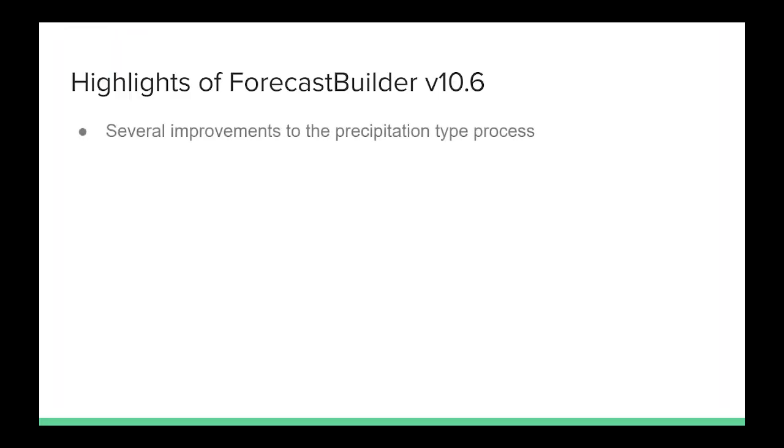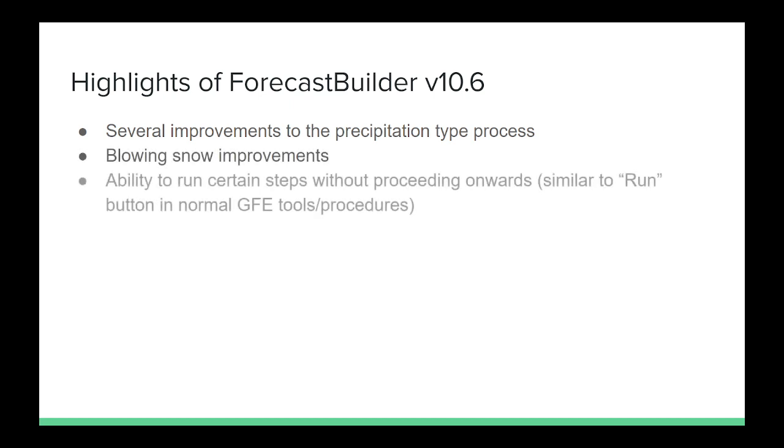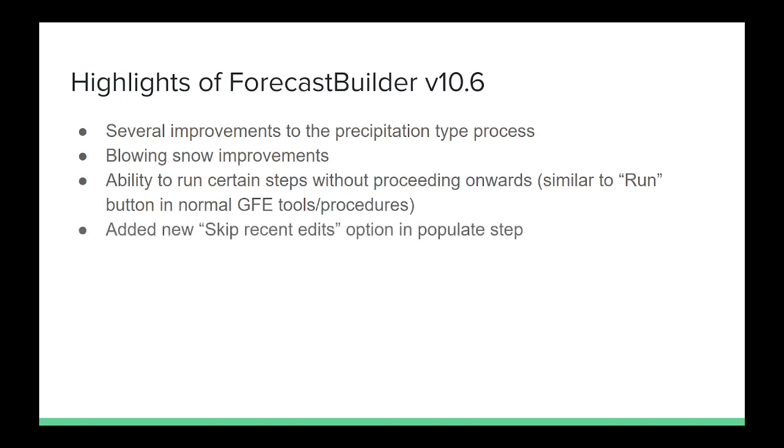Some of the highlights with this release include several improvements to the precipitation type process, including new tools, which we will discuss later in this training. There are some blowing snow improvements, and an added ability to run certain steps without proceeding onwards. If you recall, some of your normal GFE tools have this run button. Now we'll be able to do that rather than just automatically moving right on, and you'll see that coming up in the training.